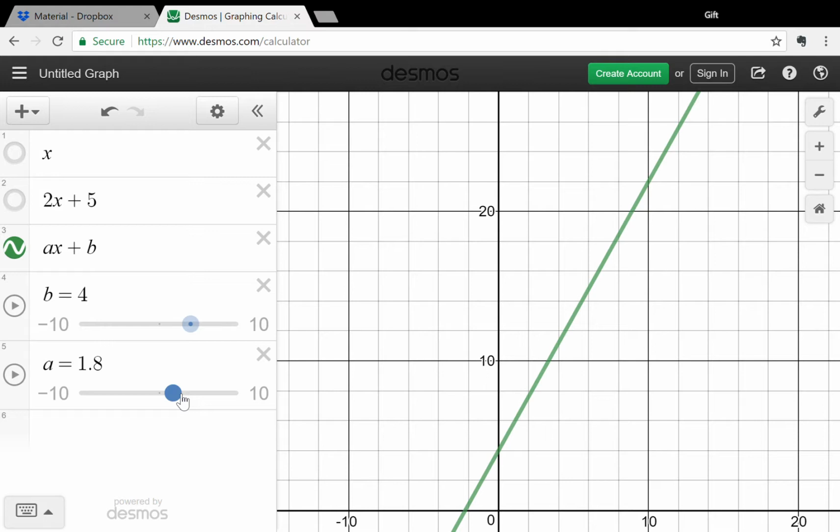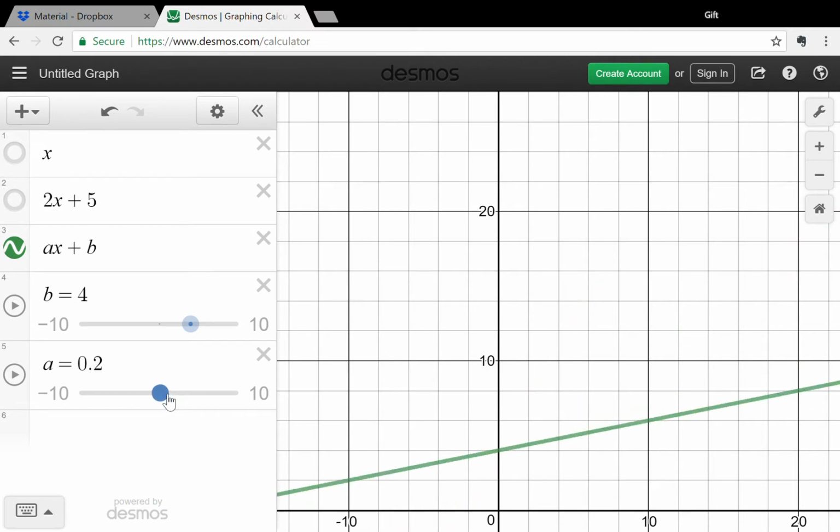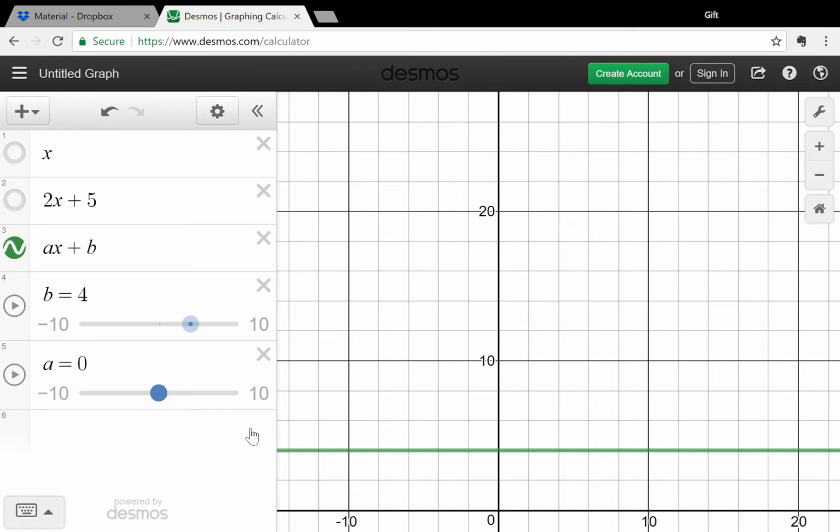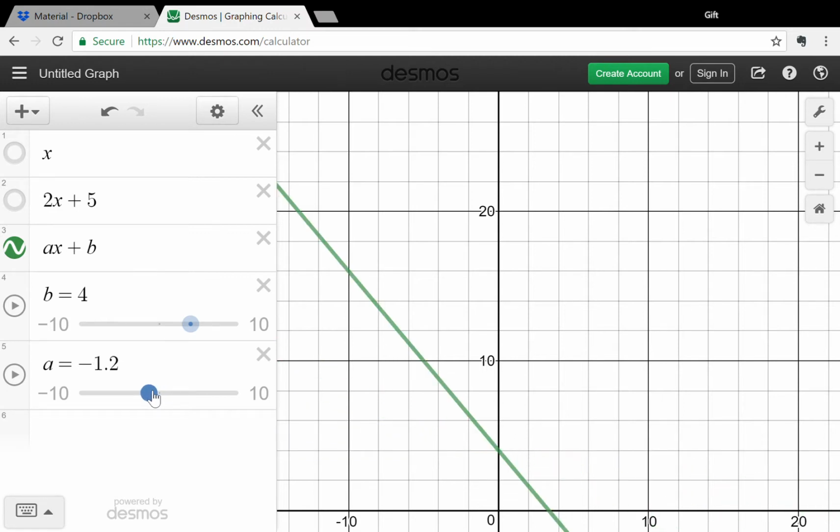When my x goes up by 1 block, my y goes up about 1.8 blocks. So that makes sense. When my slope is 0, when my a is 0, you'll get a flat line. So this is what happens when your slope is 0. And when my a is negative, your graph would be slanted down.